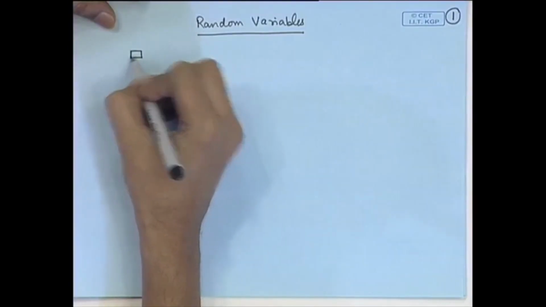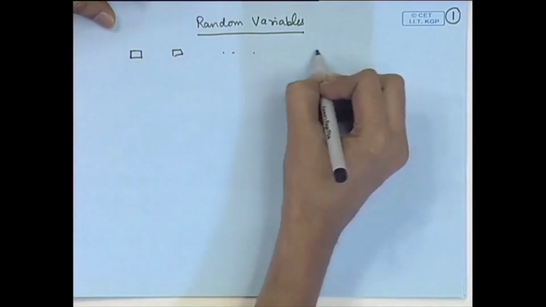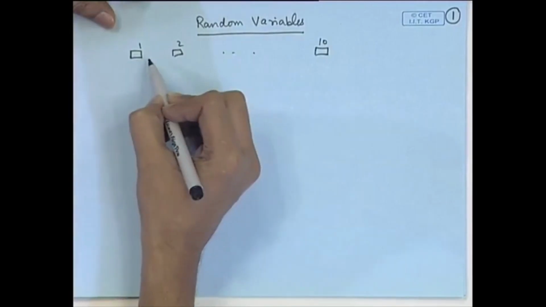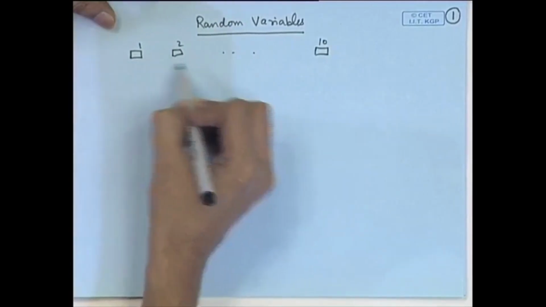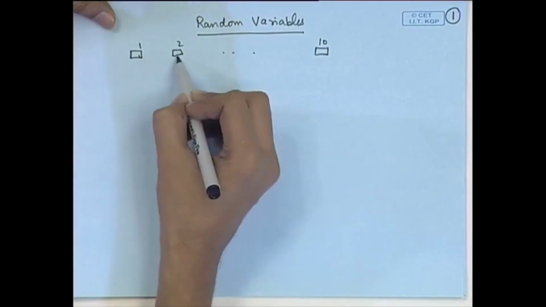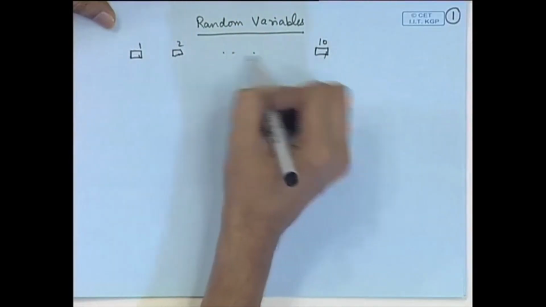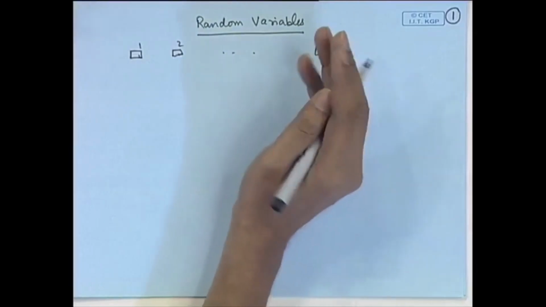Suppose we are saying instrument 1, 2, and so on up to the 10th instrument. We are not very particular whether instrument number 1 has failed or 2 has failed or 10 has failed. That means which 3 of them have failed may not be of interest. Rather, we are interested in the total number of instruments which have failed and the total number which are working.